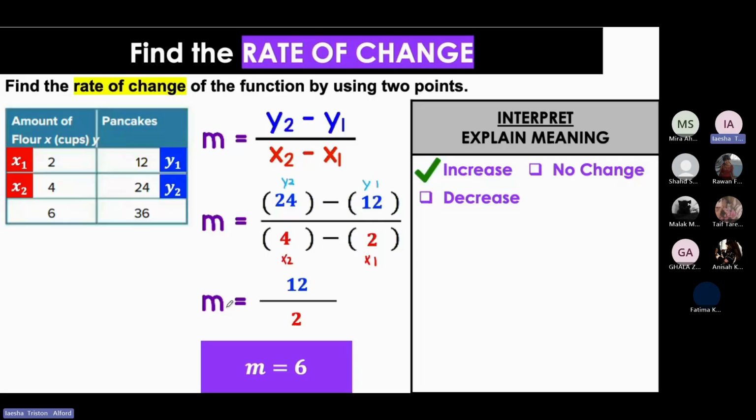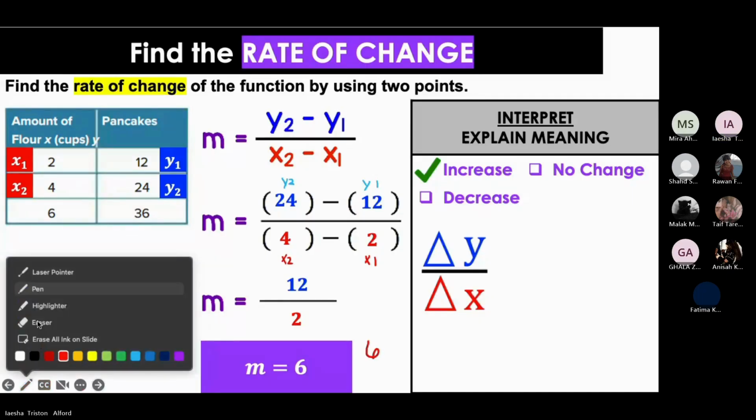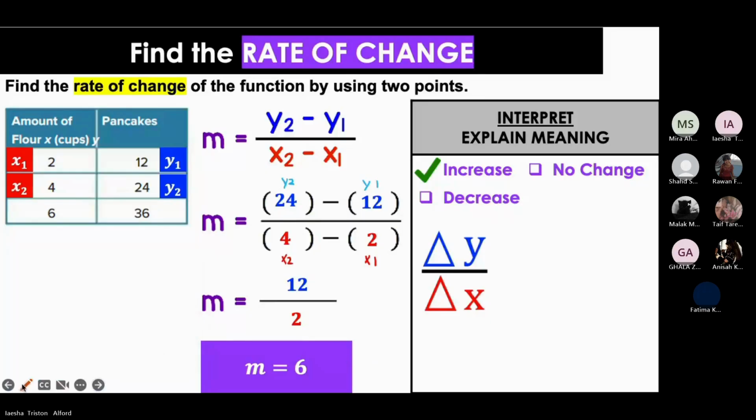The next thing you should do, change in y over change in x. So this slope number, we have to make it a fraction. We have to put positive 6 over what? I want a fraction. 6 over 1. So positive 6 over 1. Good.